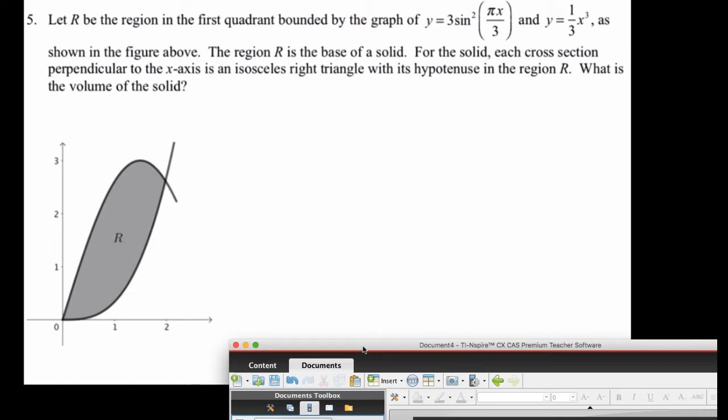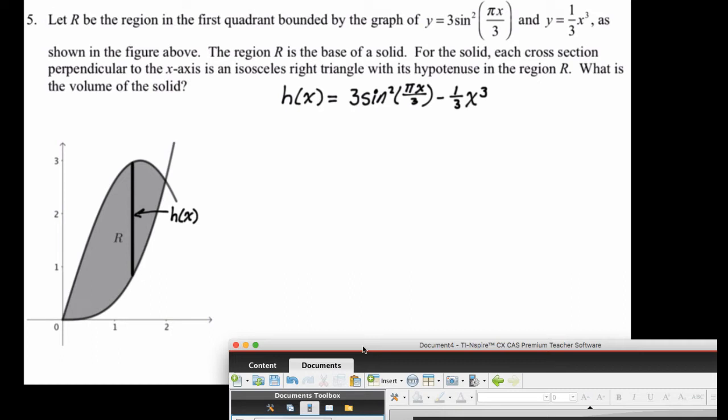All right, let's see. So here's our thing perpendicular to the x-axis. I'm going to call that h because it's the hypotenuse. And then h of x is top take away bottom, right? So for this particular thing, the top is the trig thing. So h of x is going to be 3 sine squared of pi x over 3, and then minus 1/3 x cubed. Okay, so that's h of x.